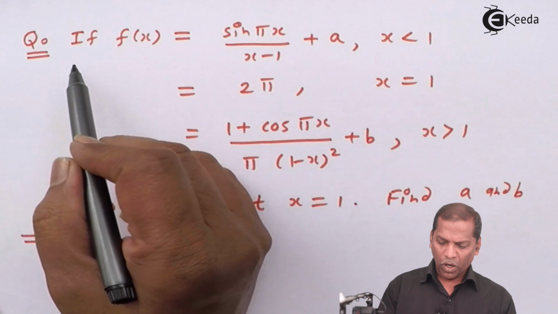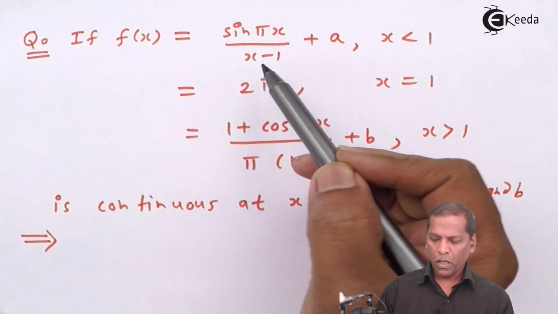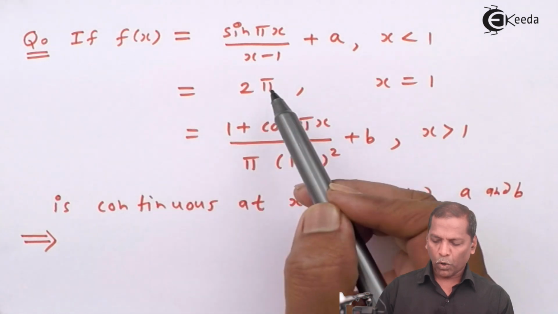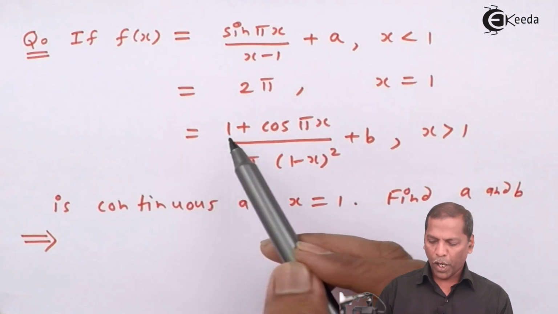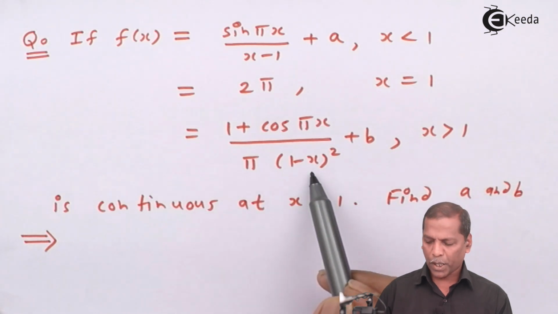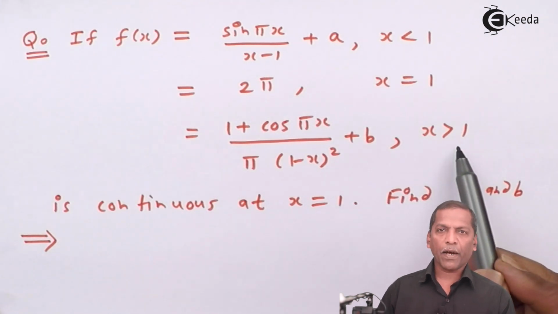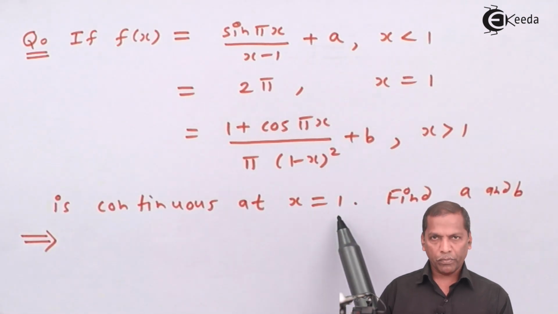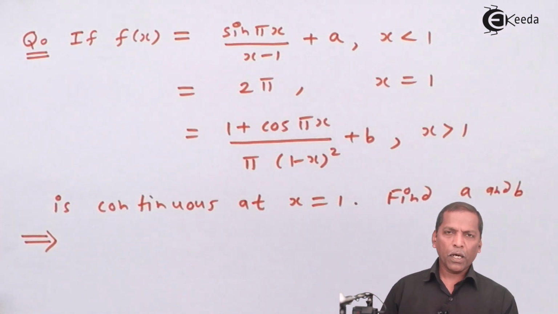The question is, if f of x is equal to sine of pi x upon x minus 1 plus a, for x less than 1; is equal to 2 pi, for x equal to 1; and is equal to 1 plus cos of pi x upon pi times (1 minus x) the whole square plus b, for x greater than 1, is continuous at x equal to 1. Find a and b. So now let's see the solution.